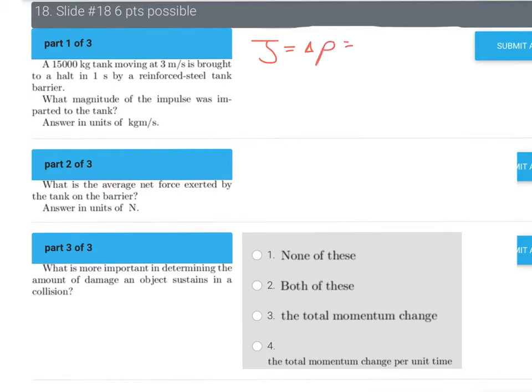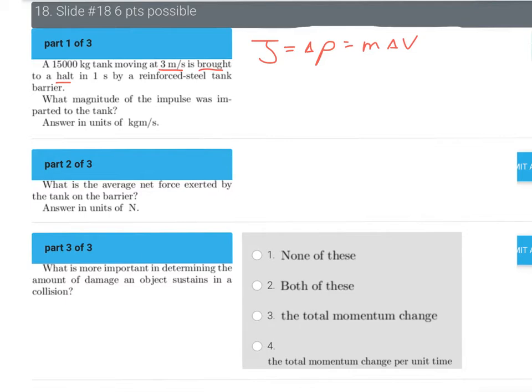Now, for our momentum, momentum's mass times velocity. The mass of the tank is not changing. What is changing is its velocity, how fast it's going. So it tells us it's going from 3, and then it's brought to a halt. So our change in velocity is from 3 to 0, or the change in velocity is just 3. So at this point, we can go ahead and plug in our numbers and find the impulse.